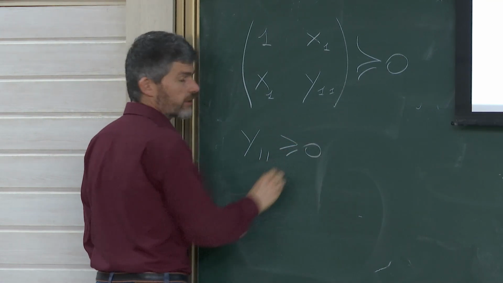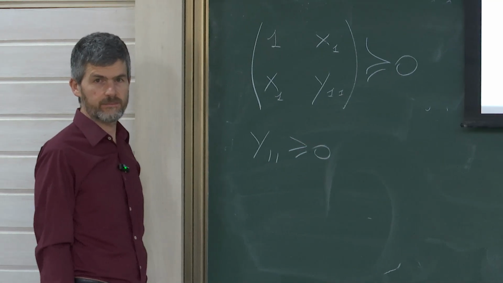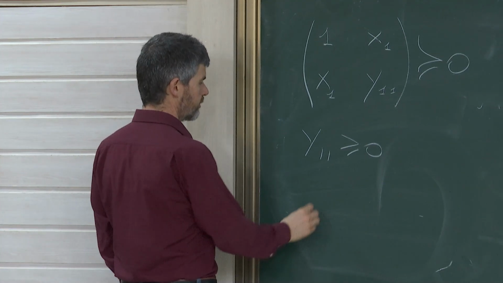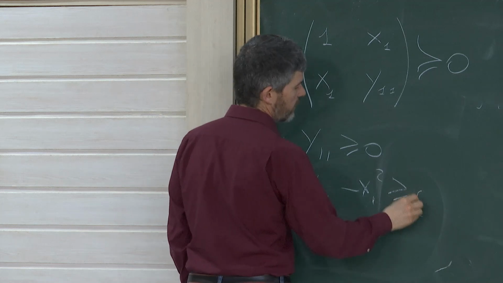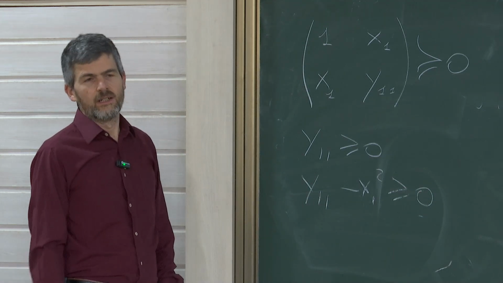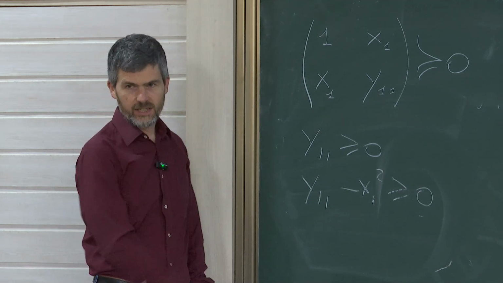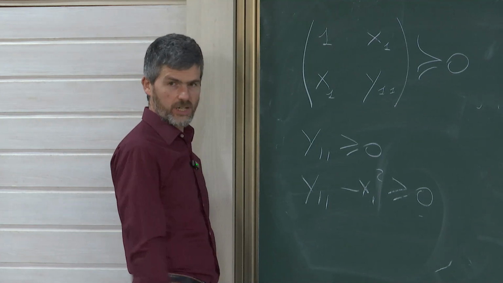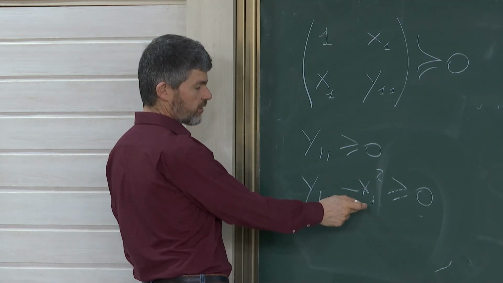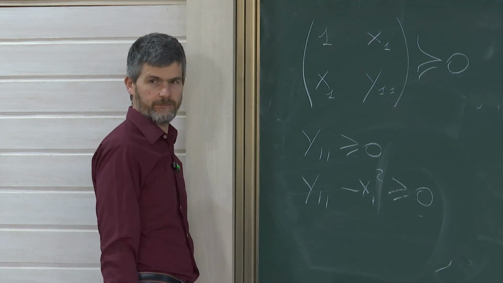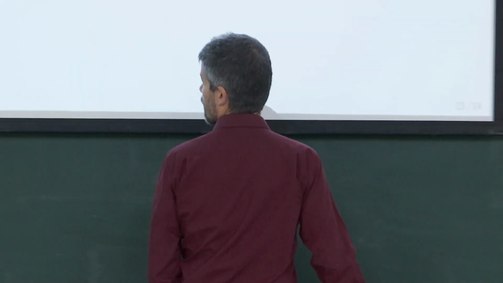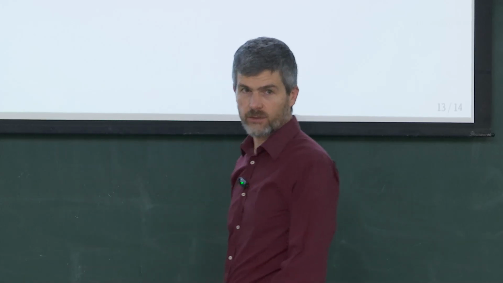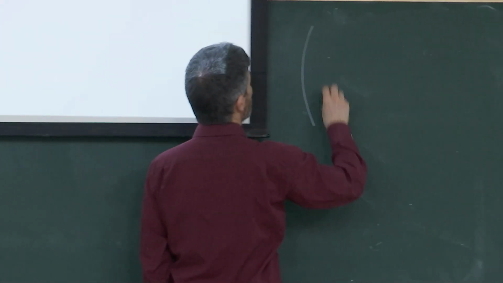y11 greater or equal than 0. And then? Okay, y11 minus x1 squared greater or equal than 0. This is one of the convex constraints we saw before, right? x squared less or equal than y. This is obviously a convex constraint. Okay, that was trivial. Well, we need to also say that 1 is greater or equal than 0, but I won't waste chalk on it.